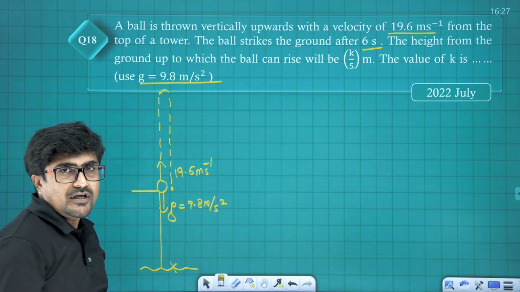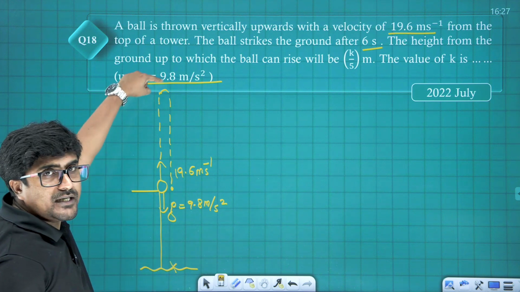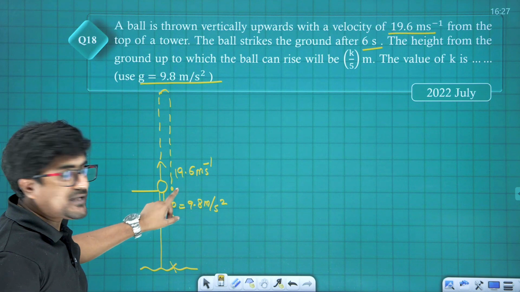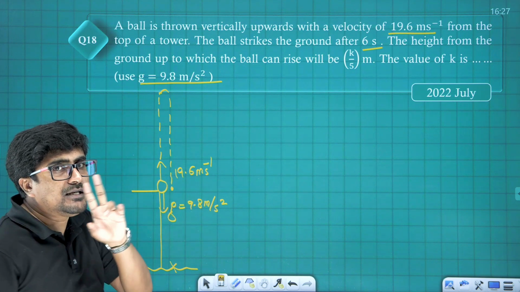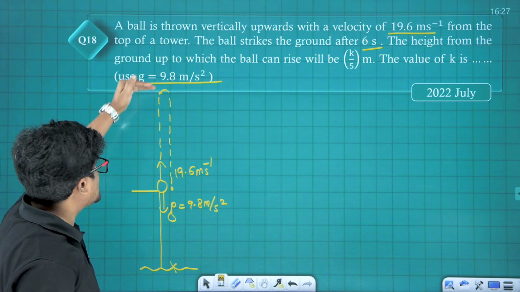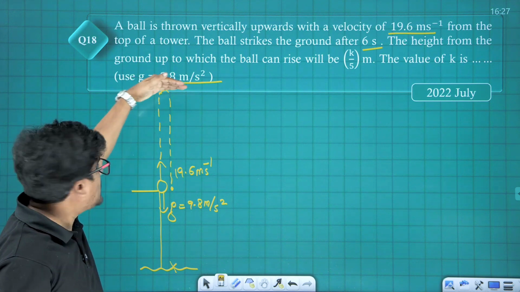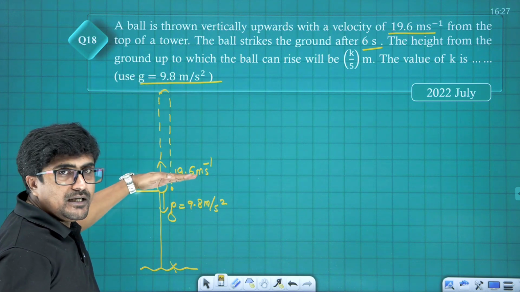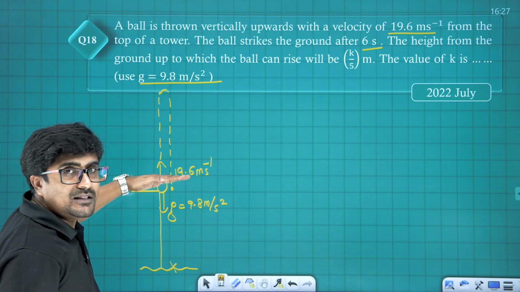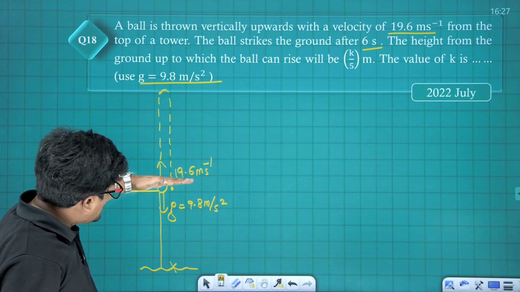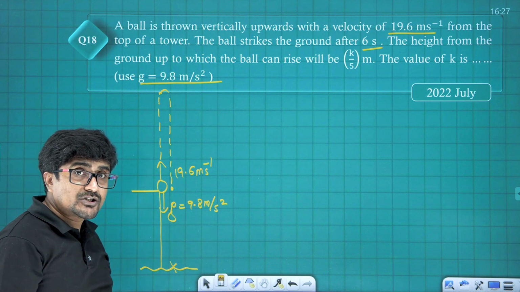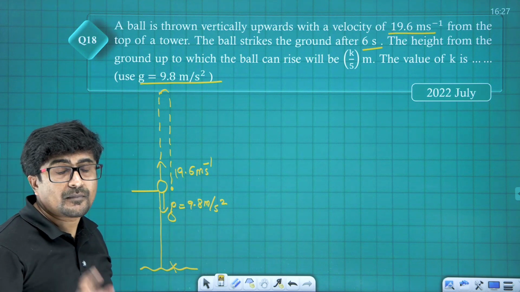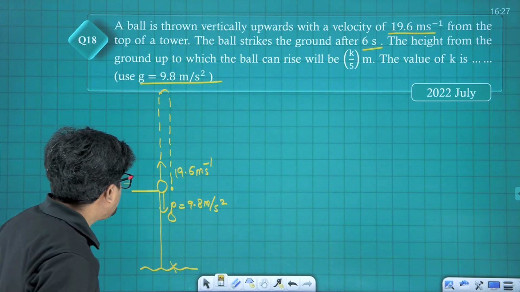So the key concept over here is that the time taken for the upward journey and the time taken for the downward journey need to be the same. And if the speed is 19.6, that means in the next 2 seconds the body will come to a state of rest. So for the upward journey it is 2 seconds. For the downward journey it is 2 seconds. Now the body is at the place from where it was thrown. Now the total time is given as 6. So it's going to again travel in the downward direction for 2 more seconds. That is the thing.